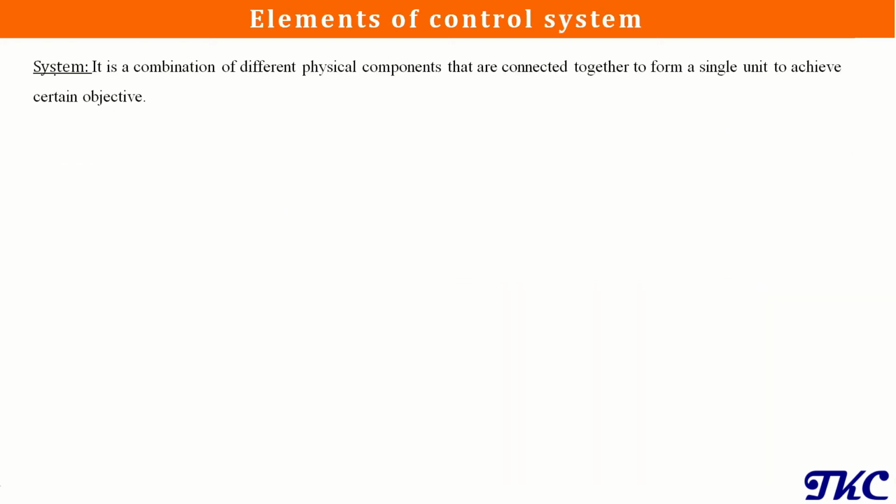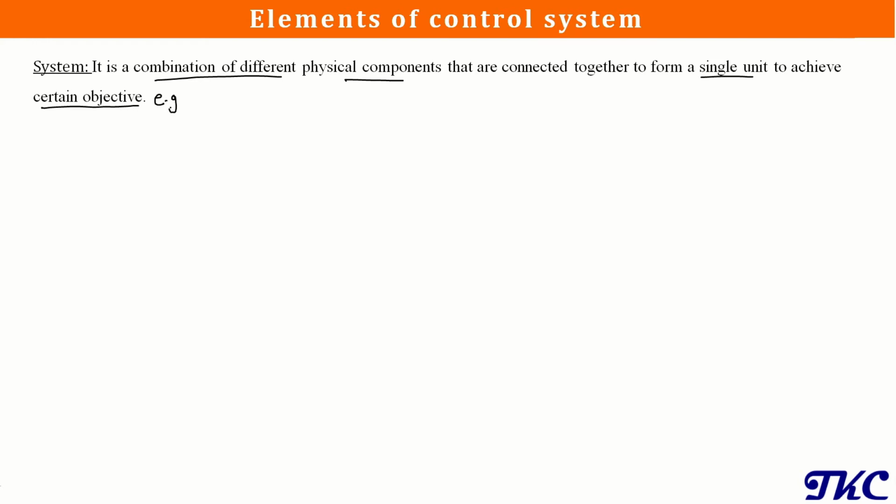Next is elements of control system. So the first element is a system. We can define system as a combination of different physical components that are connected together to form a single unit, and that unit will have an aim to achieve certain objectives.